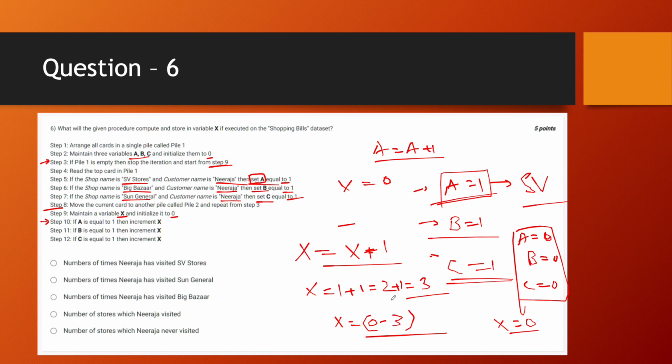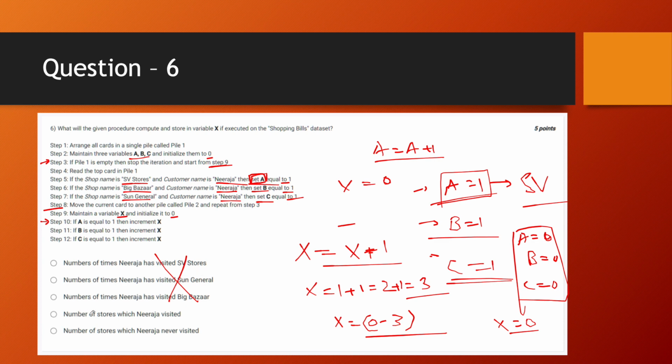Therefore, what does this show you? Well, let's go to the options and find out what this question is actually trying to tell us. So the first option is the number of times Nirja has visited SP Stores. Well, we know that we are not counting the number of times Nirja has visited any of these stores, because we are not incrementing the value of a, b or c each time she has visited a store. We are only setting its value to 1 if she has visited the store. So the first 3 options are out because we are not counting anything in this problem. We are just finding out if she has gone to a particular store at least once.